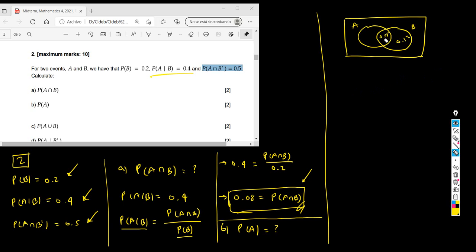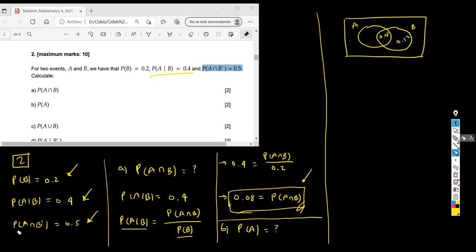Okay, so I know the area of this bit. I know the area of this bit. If somehow I could get the area of this bit, I'm done, because I would be adding the area of this bit plus 0.08, and that would be the probability of A. Okay, let's continue. What else do we know?